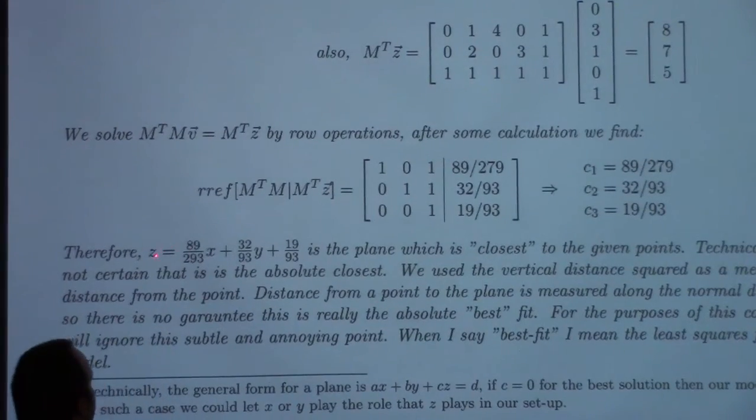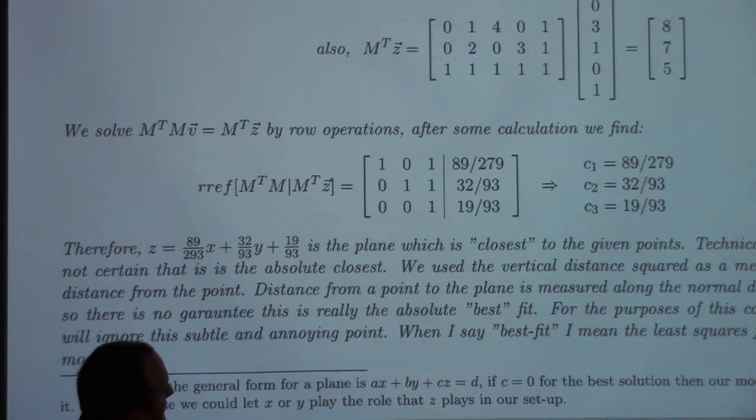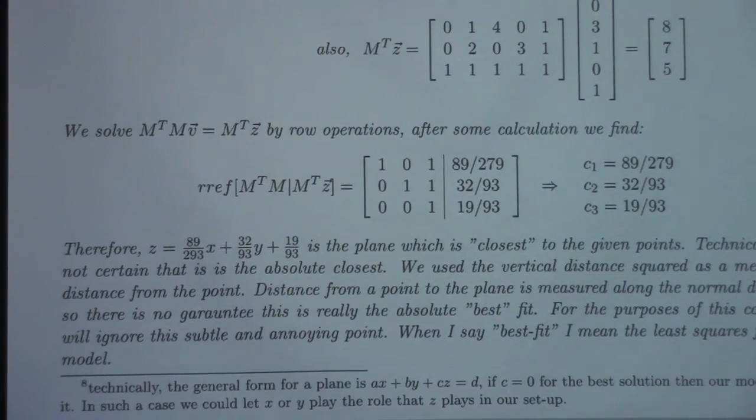And so this guy right here, Z equals 89 over 293 X plus 32 over 93 Y plus 19 over 93, is the plane which is closest to the given set of 5 points. This would be harder to do with graph paper. Yes?